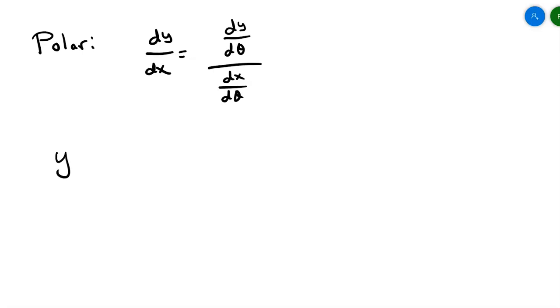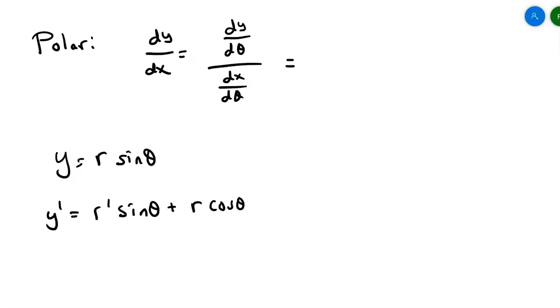If we know that y is equal to r times the sine of theta, then we can use the product rule to derive this. So using the product rule, I would take the derivative of the first times the second plus the first times the derivative of the second. Well, the derivative of the sine is cosine, and so there's my y prime. So on the top of this formula, I'm going to write r prime sine theta plus r cosine theta.